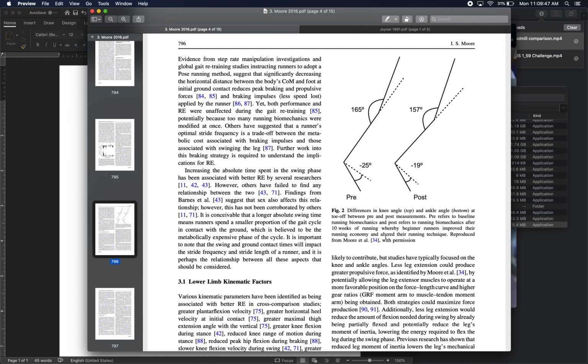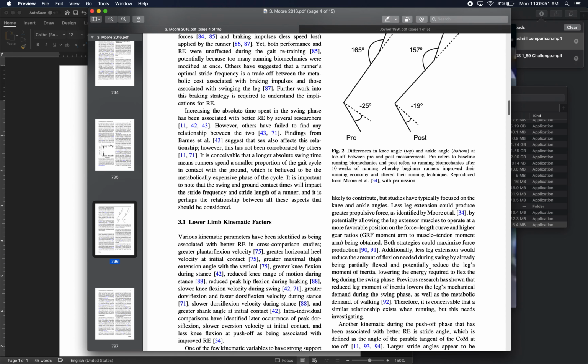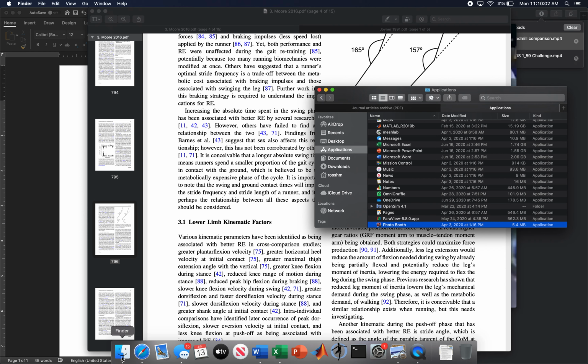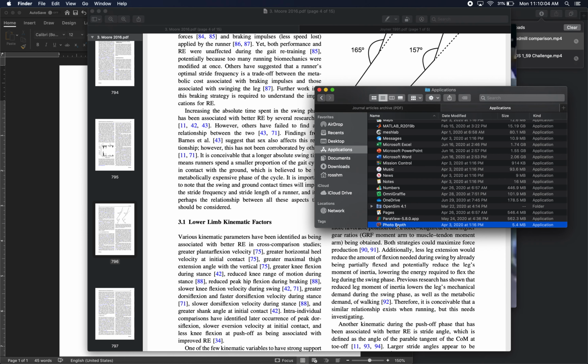Now, why is that something that might be associated with running economy? The idea that she proposes here is that it might have reduced the leg's moment of inertia, which I think is a really compelling argument for why this might improve running economy. And I will try to demonstrate it again here in my very amateur gait lab.